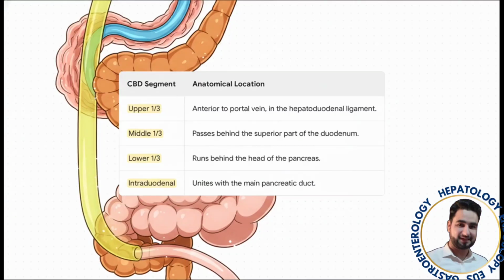As you're tracing down, you're literally guiding the scope along the CBD as it passes through 4 different neighborhoods. You start in that supraduodenal segment where it's sitting in front of the portal vein. Then it dives behind the duodenum in the retroduodenal segment, passes right through the head of the pancreas in the retropancreatic segment, and finally it enters the duodenum to meet up with the pancreatic duct. That's the anatomical road trip you're taking.